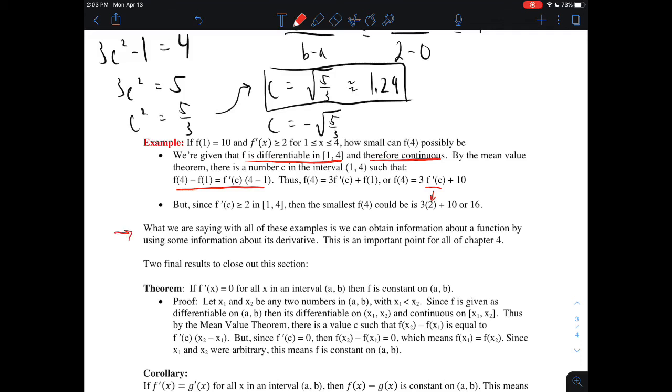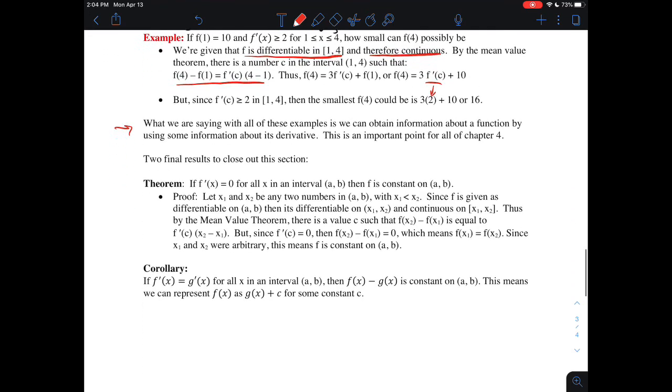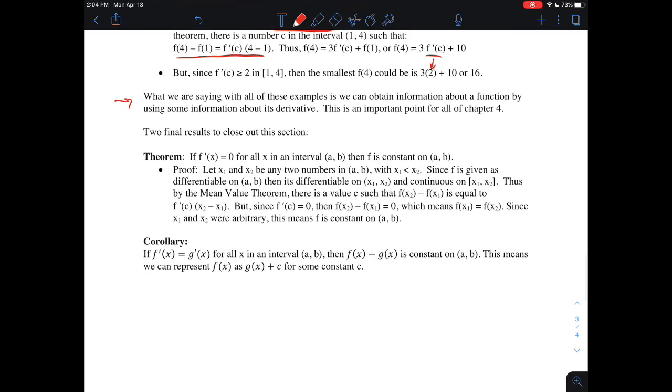What we are saying with these examples is that we can obtain information about a function by using some information about its derivative. This is an important point for the rest of Chapter 4. We're going to see some things about graphing specifically, where we use information about the derivatives to get information about the function. So then two final results to close out this section.